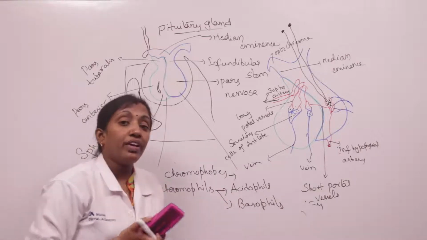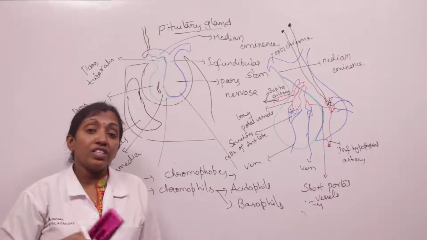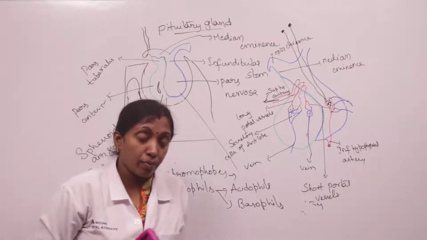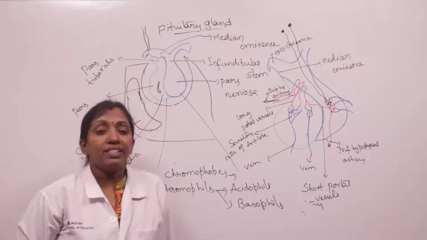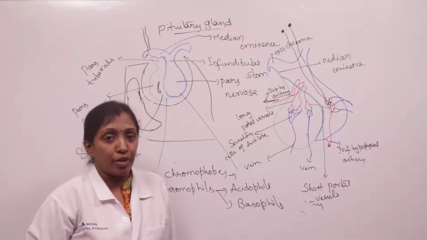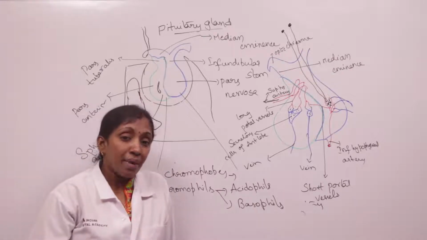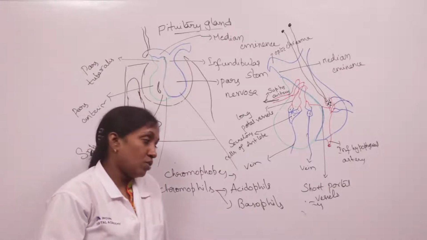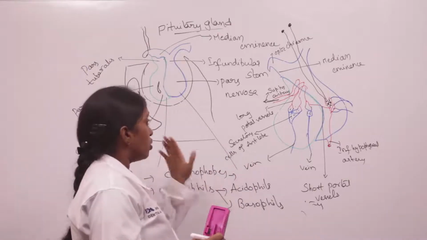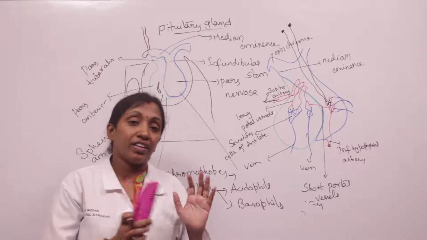We note that the pituitary gland is the master gland of the body, because it controls the functions of other endocrine glands of the body. That's why we call it the master gland. But in recent studies we came to know that the hypothalamus plays an important role, because the pituitary gland is under the control of the hypothalamus. So we may consider the hypothalamus the master gland of the body.